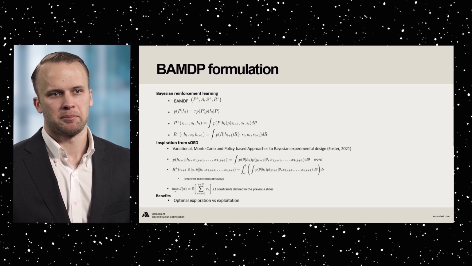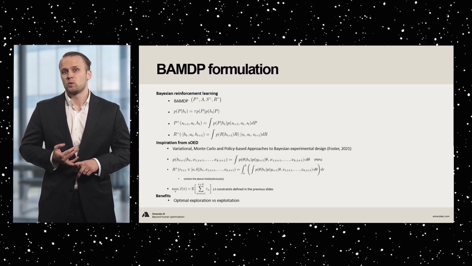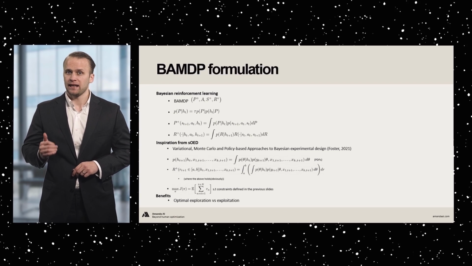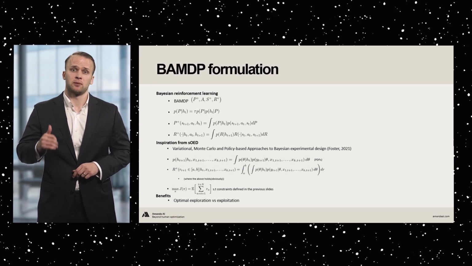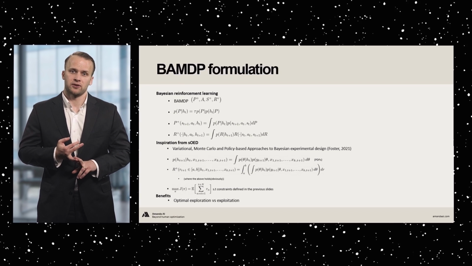Now, a Bayes-adaptive Markov decision process is formulated by the tuple P superscript plus, A, S superscript plus, and R superscript plus, where P superscript plus, S superscript plus, and R superscript plus denote the augmented transition function, state space, and reward function respectively.